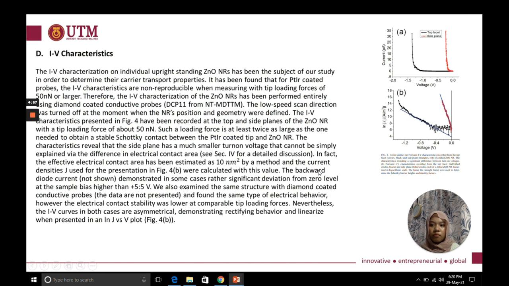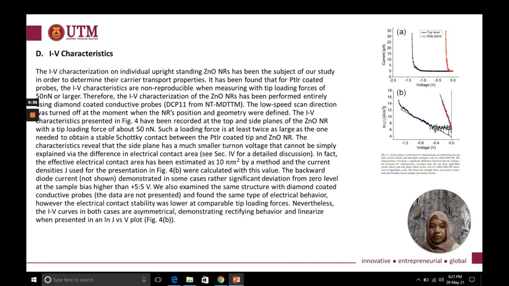Next, for the IV characteristics, the IV characterization on individual upright standing zinc oxide nanorods has been the subject of our study in order to determine their carrier transport properties. It has been found that for platinum iridium coated probes, the IV characteristics are non-reproducible when measuring the tip loading forces. Therefore, the IV characterization of the zinc oxide nanorods has been performed entirely using diamond-coated conductive probes.